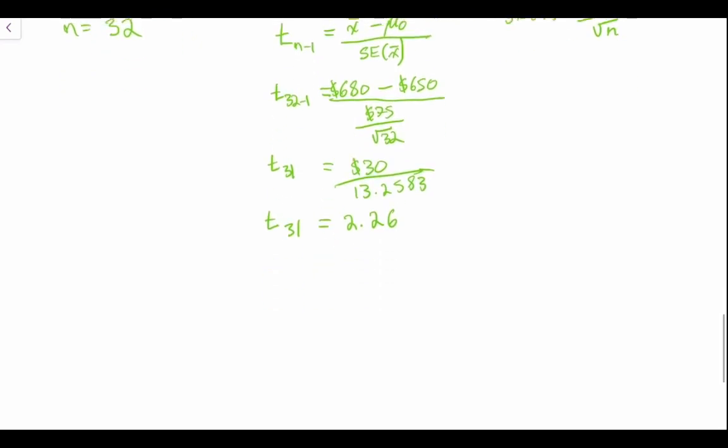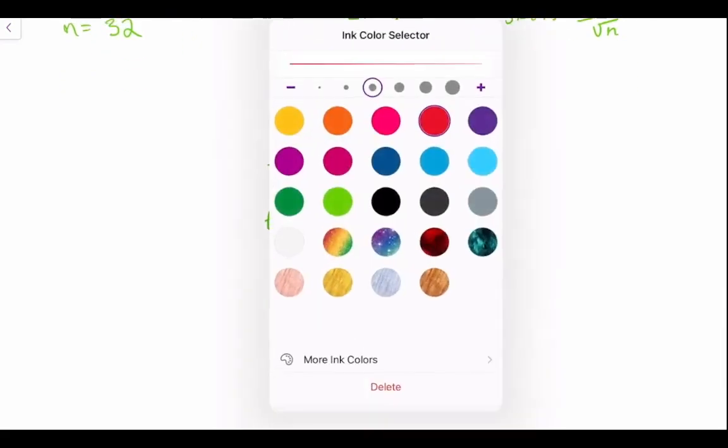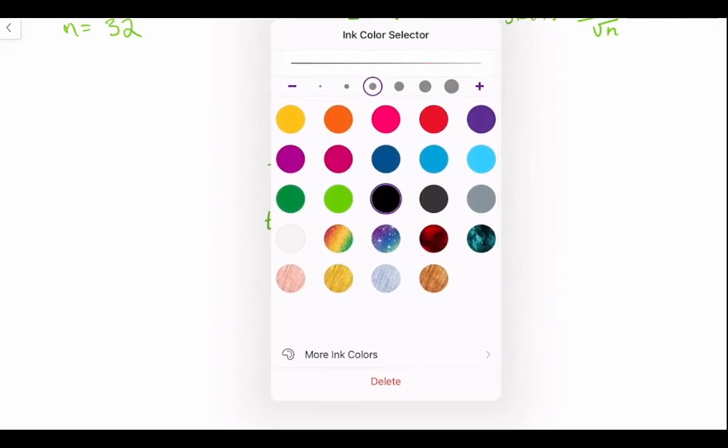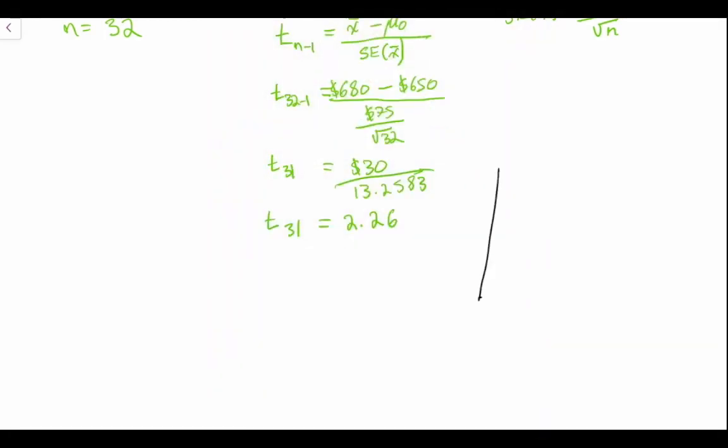If we think about this conceptually, we'll just draw a little t, our t distribution. It's going to look very similar to our normal distribution, centered around 0. What we've established is that we have a t-score here at 2.26.